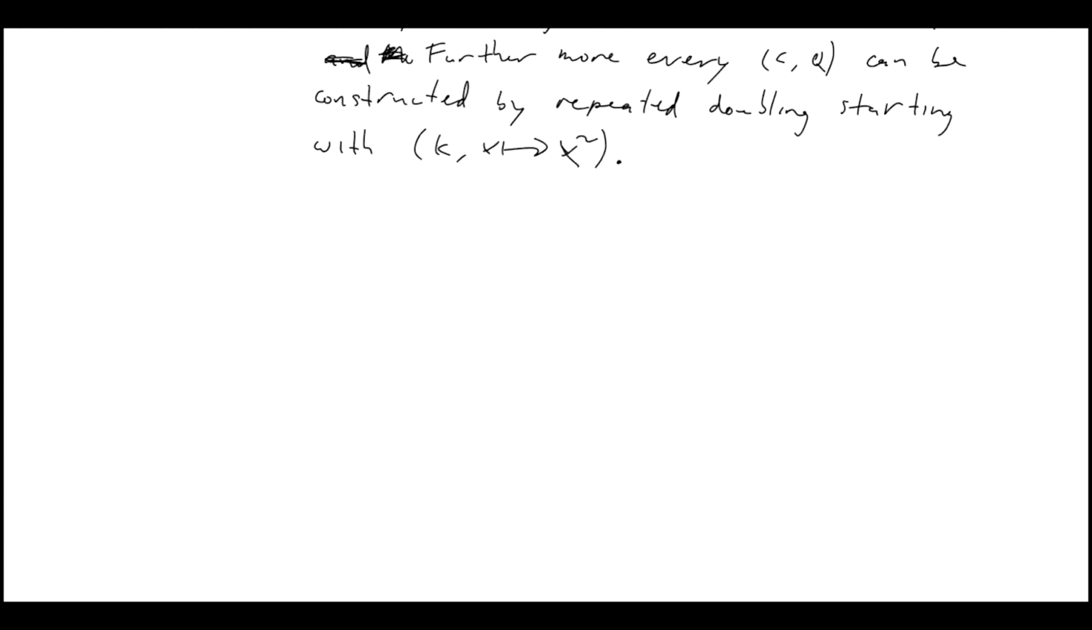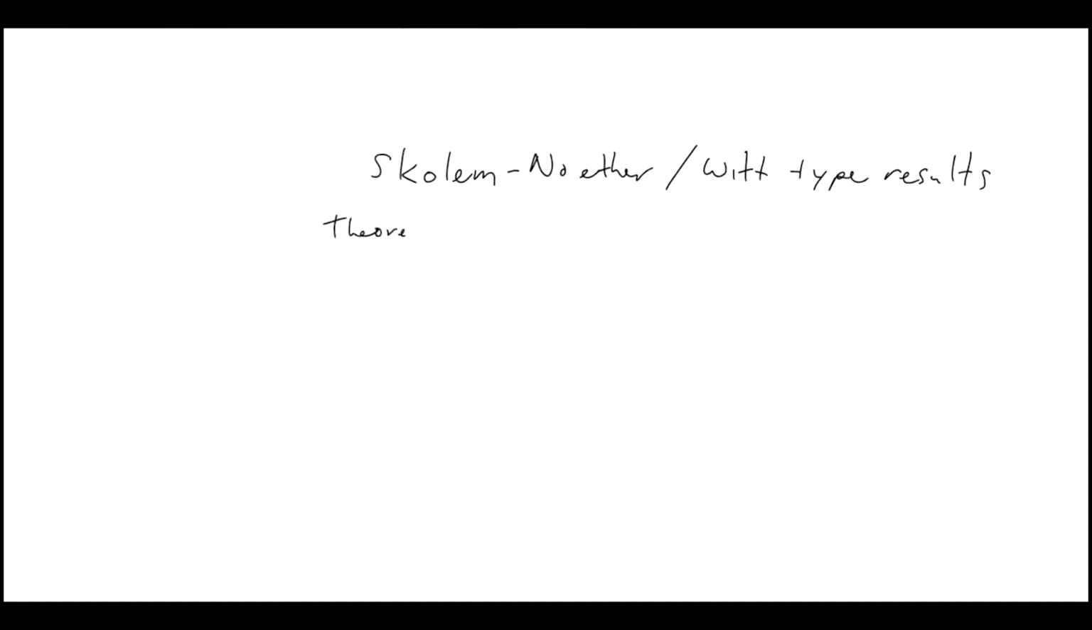Now, let me go on. I'll move on to page 3. It's a good place to break it up. All right, so I want to talk about Skolem-Noether and Witt type results. Again, these are both about extending maps from substructures. Let me just state Skolem-Noether.